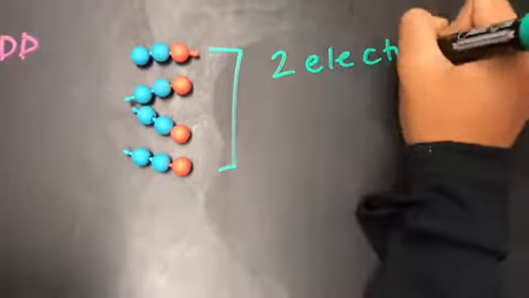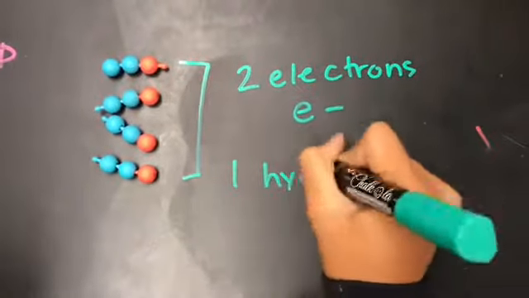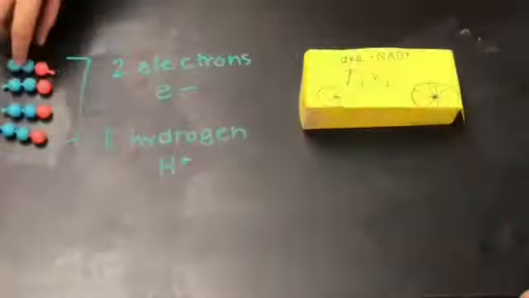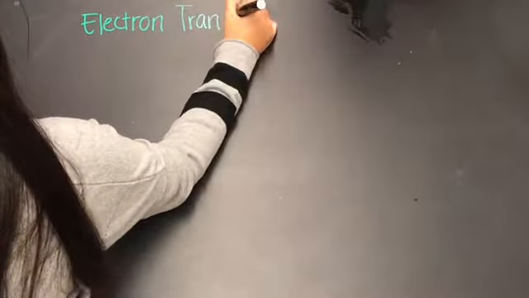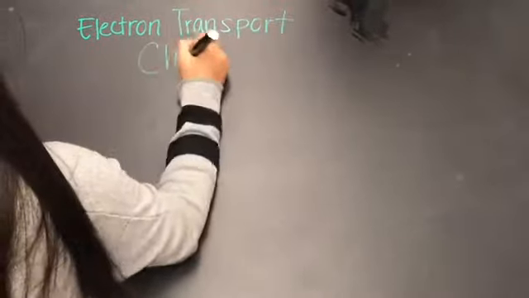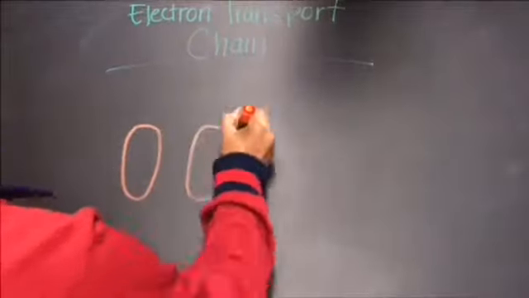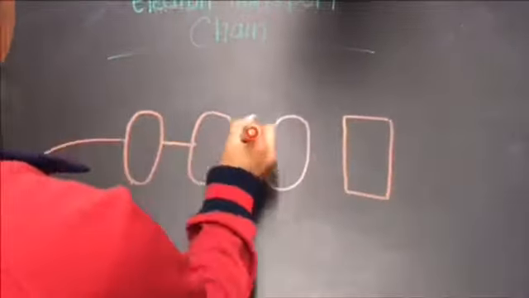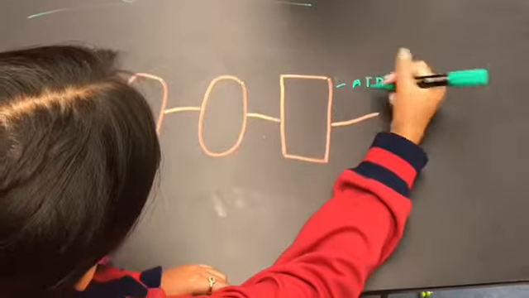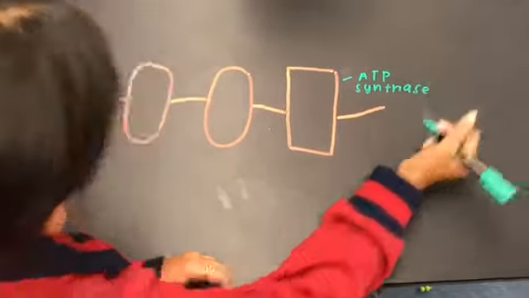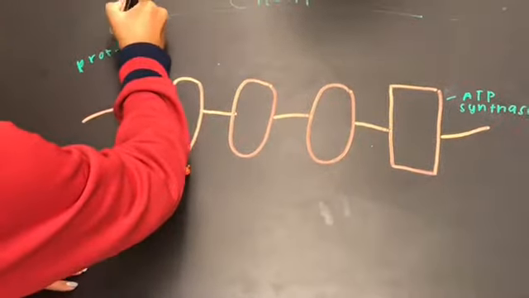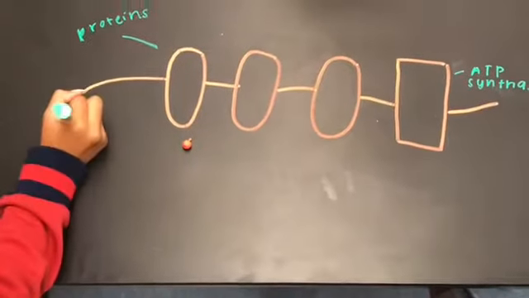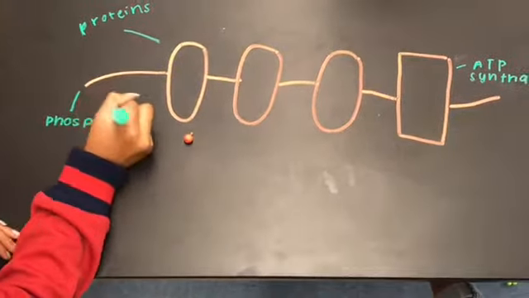In the end, you should end up with 4 sets of 2 electrons and 1 hydrogen. Those sets are then going to be taken one by NAD+ to the electron transport chain, which is located in the inner mitochondrial membrane. The electron transport chain, or ETC, includes the ATP synthase, proteins, and the phospholipid bilayer.